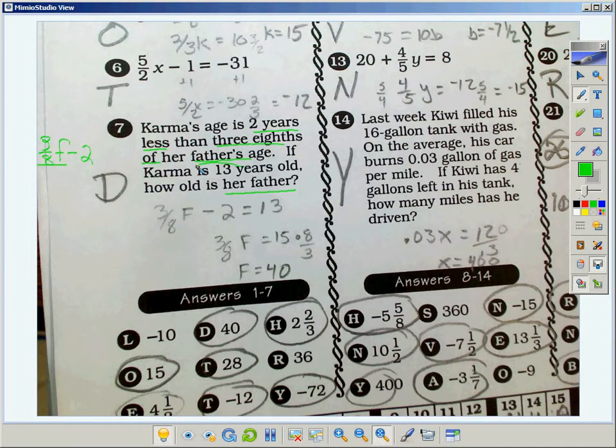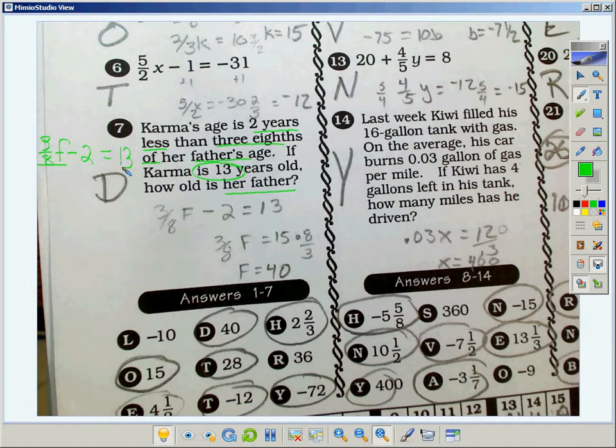And it said that it is means equals 13. And there's my equation. 3/8 f minus 2 equals 13. I add 2 to both sides, right? That gives me 3/8 f equals 15. I multiply by the reciprocal. 3 went into 15 5 times. 5 times 8 is 40. So he was 40 years old at this point.